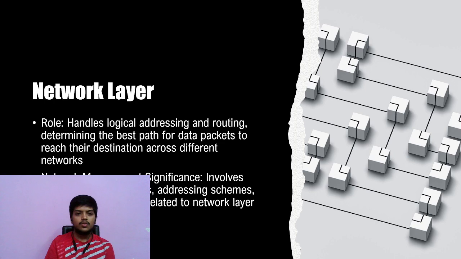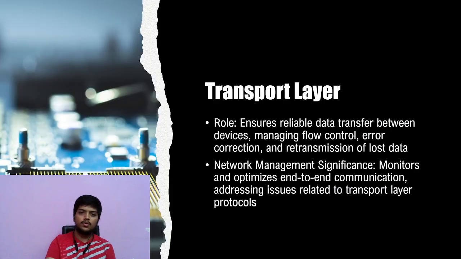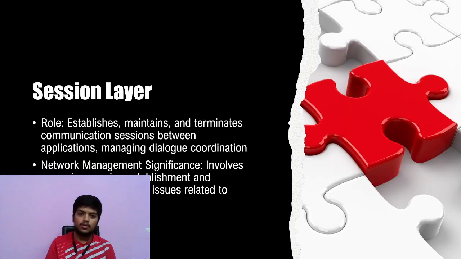Network layer role: determine the best path for data packets to reach the destination across different networks. Its significance: managing routing tables, addressing schemes, and addressing issues related to network layer protocols. Next is the transport layer. Role: reliable data transfer between devices, managing flow control, error correction, and retransmission of lost data. Significance: monitors and optimizes end-to-end communication, addressing issues related to transport layer protocols.